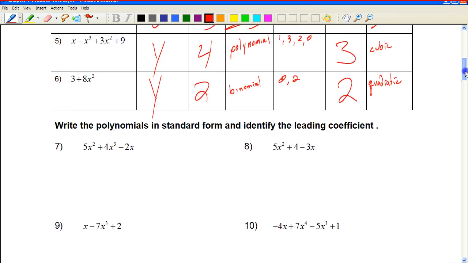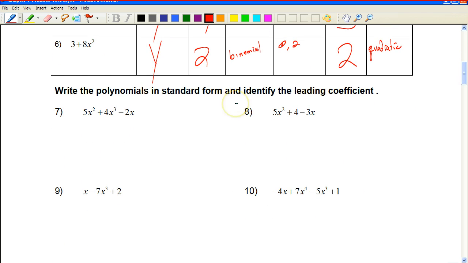Next. Write the polynomials in standard form and identify their leading coefficient. So we find the one with the highest degree and we go down from there. Leading coefficient is 4. Now, find the highest degree and we write that first. Okay, that goes first and then we go down from there. So it's negative 3x plus 4.